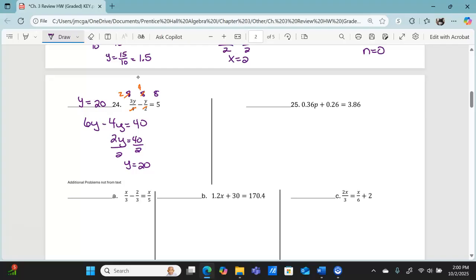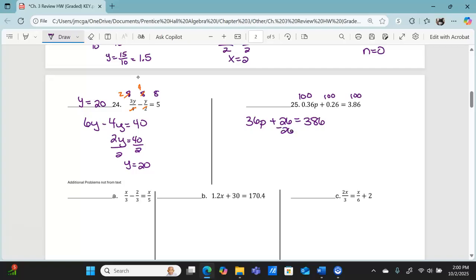On this one, I have 2 decimal places, 2 decimal places, 2 decimal places. You want to multiply by however many decimal places. So I need to multiply by 100 because that will move my decimal 2 to the right. You need to pick the maximum number of decimal places. So 0.36 times 100, move the decimal 2 to the right, it becomes 36p. 0.26 becomes 26, and 3.86 becomes 386.